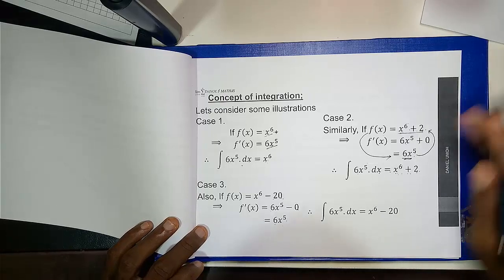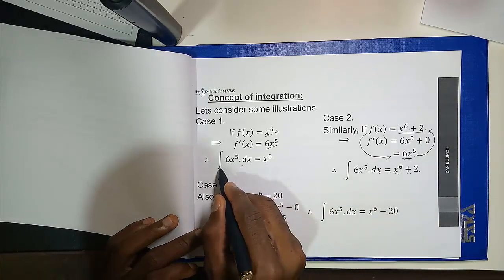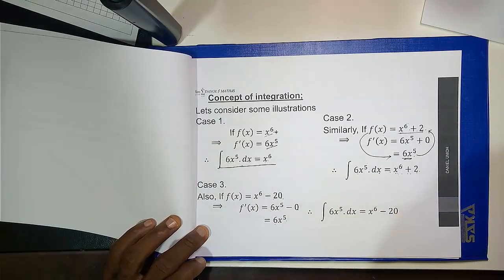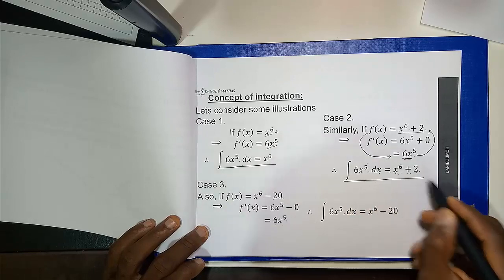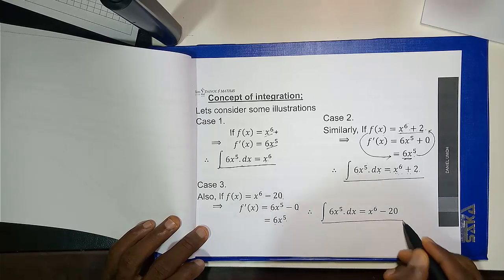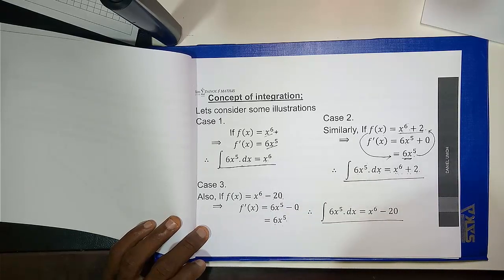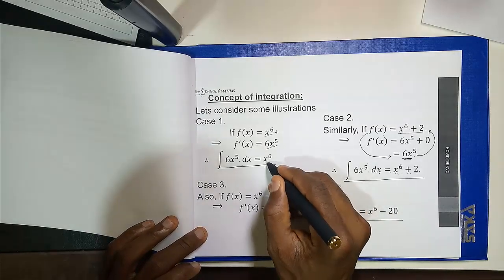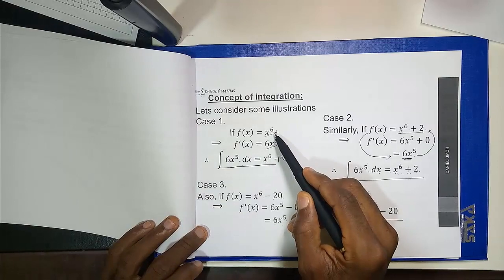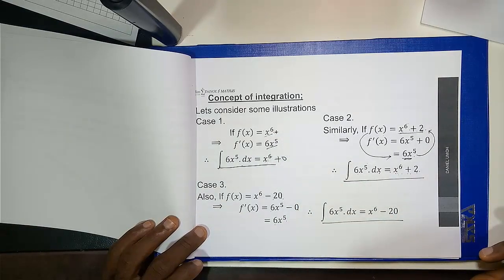Please look at something. We integrated 6x raised to the power of 5. In the first case, we had x raised to the power of 6. We integrated 6x raised to the power of 5. In the second case, we had x raised to the power of 6 plus 2. In the third case, we integrated 6x raised to the power of 5, and we had x raised to the power of 6 minus 20. That means in this first case, it is actually x raised to the power of 6 plus 0, because that was the original function given.